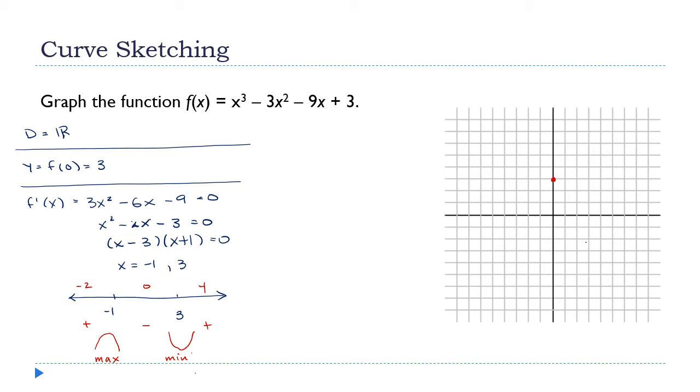Okay, now when you're doing these, we're sketching. I mean, you could put -1 in there. That's not going to be too bad. F of -1 is, let's see, that's -1 minus 3 plus 9 plus 3. That's 8. So F of -1 is up here. And which one was that? That's the maximum, right? So let's do the other one first. Let's do 3. F of 3. Let's see. That's going to be 27 minus 27.